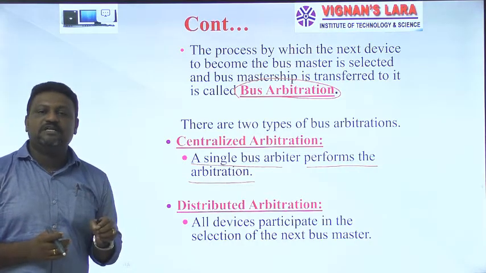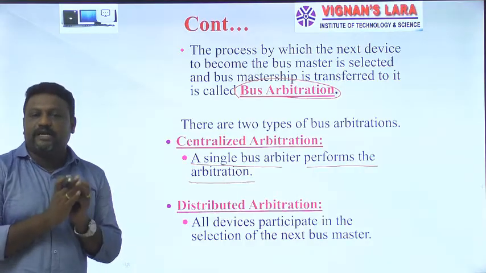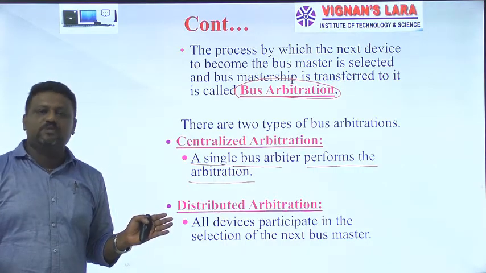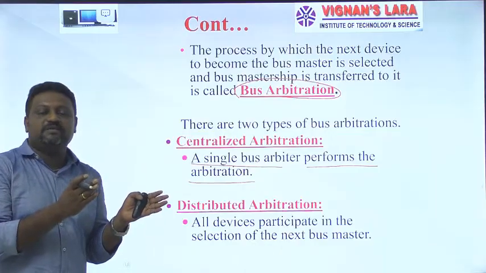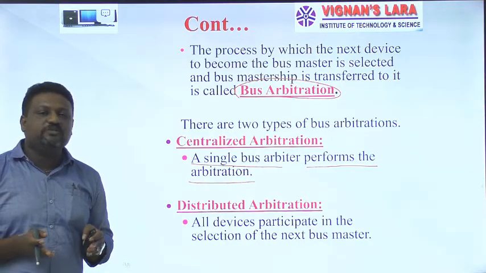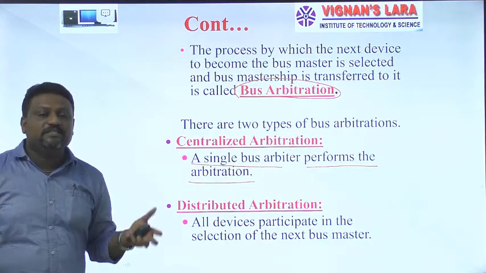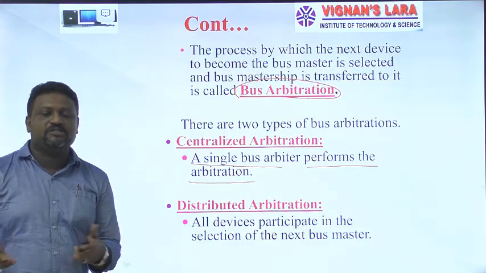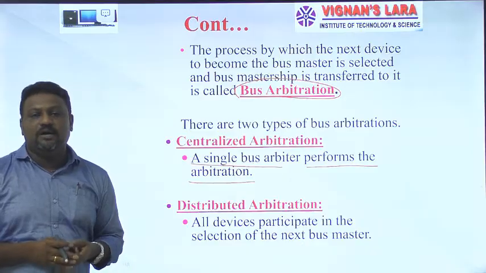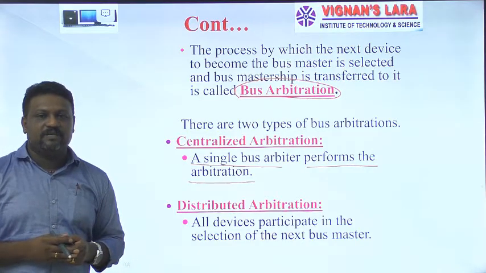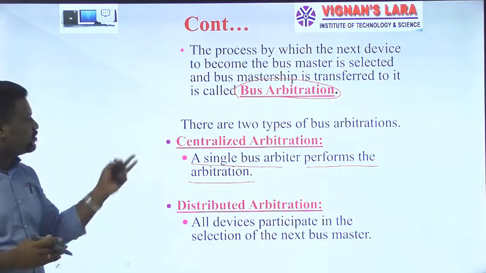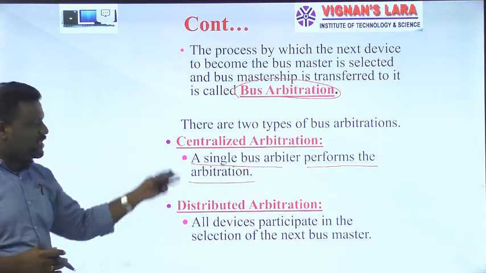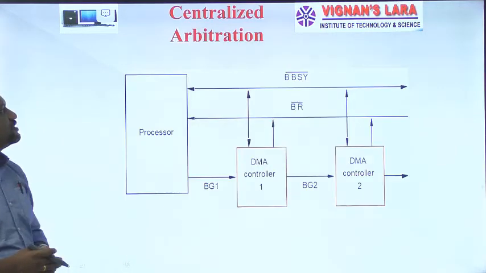In the first case, a single bus arbiter can do the bus arbitration process. That's why it is called centralized bus arbitration. In the second case, the distributed case, all the devices which are present in your system are involved in the bus arbitration process. That's why the second one is called distributed bus arbitration. So we can go and discuss much more about centralized as well as distributed bus arbitration.